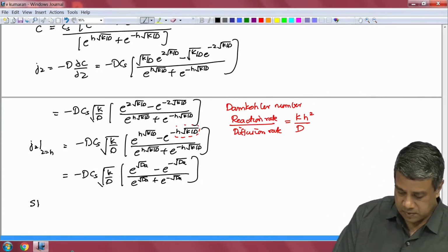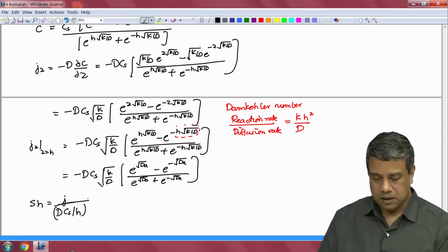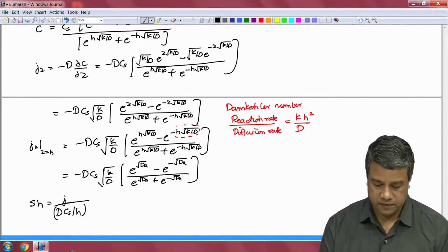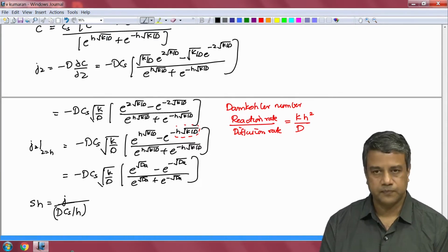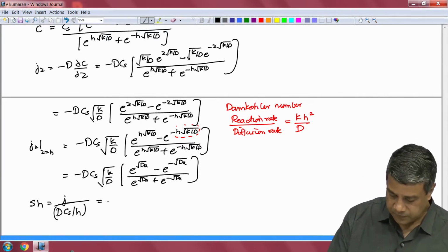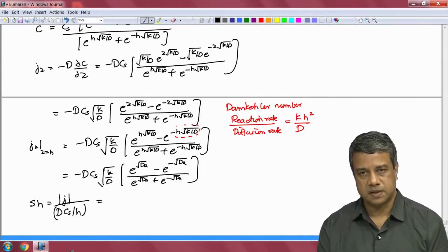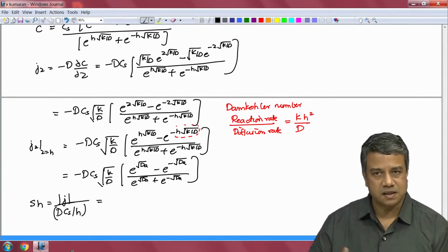The Sherwood number will be defined as the flux divided by a quantity which has the same dimension as the flux. From Fick's law of diffusion, D times Cs by h has the same dimensions as the flux, where Cs is the concentration at the surface. I take the magnitude of the flux, because the Sherwood number has to be defined as positive. The flux is negative because it is coming downwards, in the minus z direction.